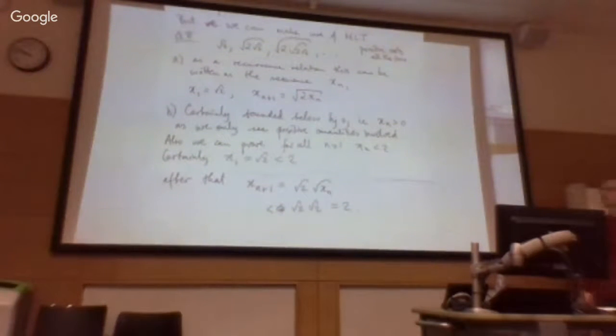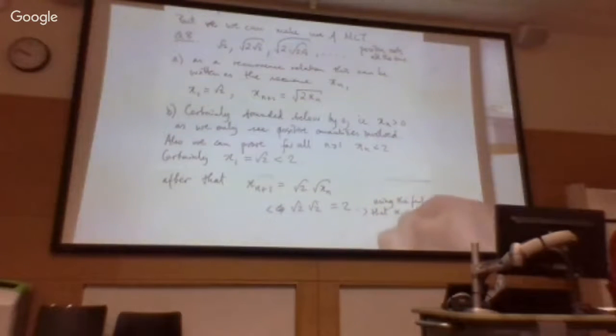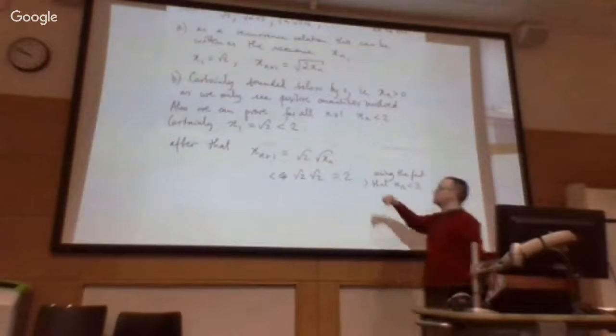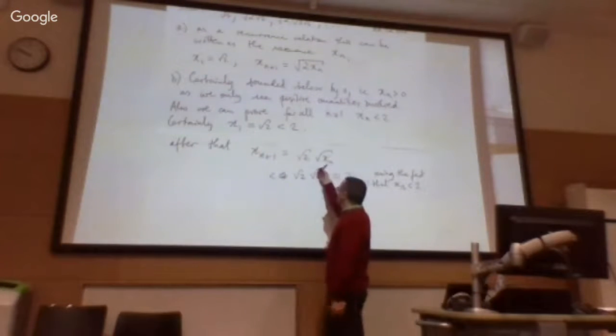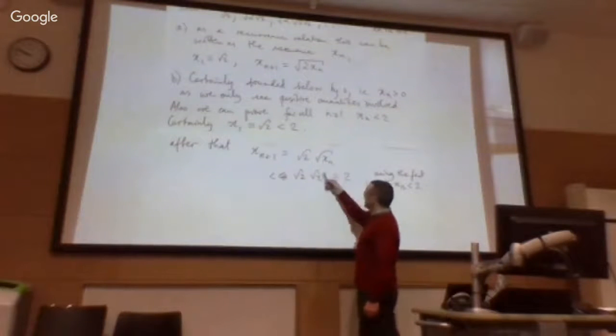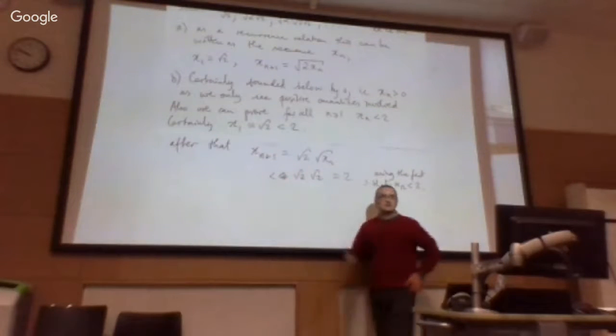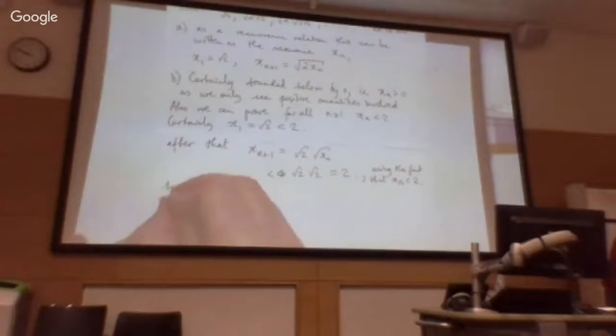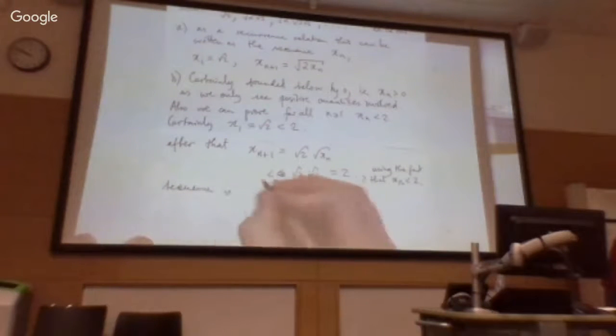See, this is an example of a proof by induction. This is using the fact that xn is strictly less than 2. I know the first one is less than 2, and then if I assume the previous one is less than 2 here, because I replaced xn by 2 here, I then get that the next one is less than 2. So the sequence is bounded above by 2. Okay, bounded above by 2.